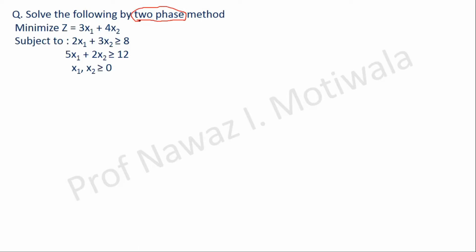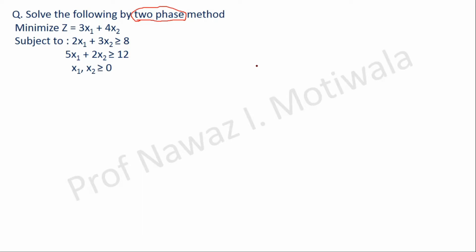The question is: solve the following by two-phase method. So here you can see that in the question it is already mentioned that you have to solve the problem by two-phase method. And the question is: minimize z = 3x1 + 4x2 subject to 2x1 + 3x2 ≥ 8, 5x1 + 2x2 ≥ 12, x1, x2 ≥ 0.